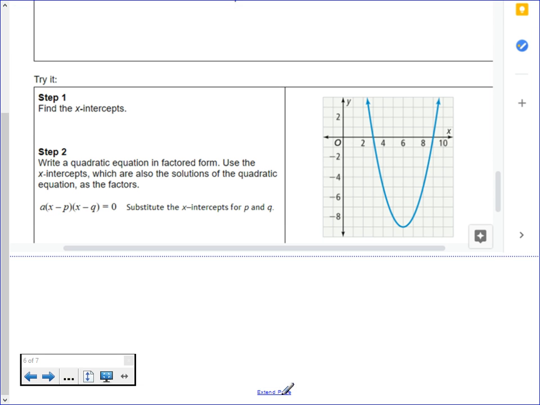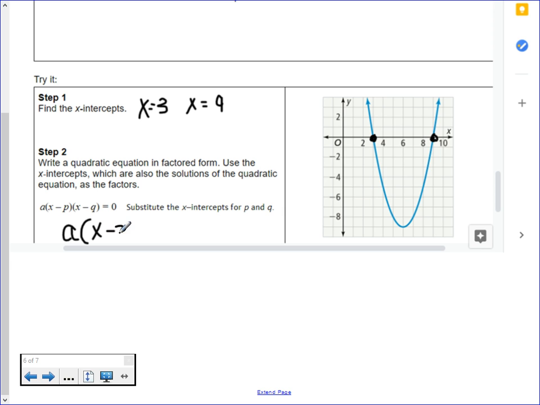Okay, we're going to do this try it one. First thing you need to do is find your x-intercept. So look at your graph, figure out where it crosses your x-axis, and write those numbers down. It would be at 3 and 9. We're going to replace p and q with those numbers. So we're going to start right here, a, and then x minus 3, x minus 9 equals 0.